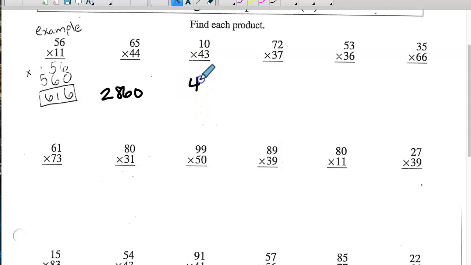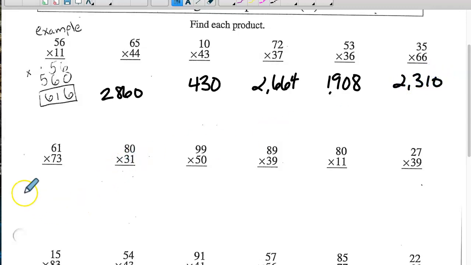410 times 43, that is 430. 72 times 37 is 2,664. 53 times 36 is 1,908. 35 times 66 is 2,310. 61 times 73, 4,453. 80 times 31, 2,480. 99 times 50 is 4,950. 89 times 39, 3,471.